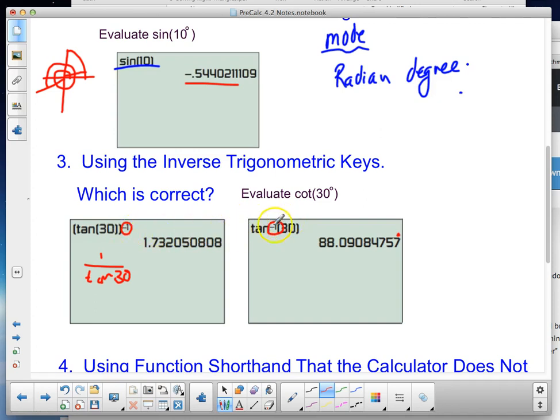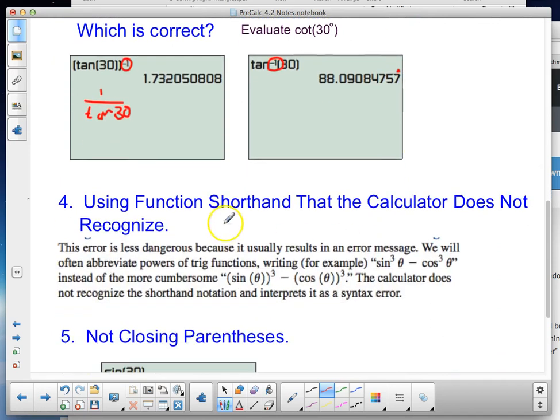Okay. Now, using function shorthand that the calculator does not recognize, this error is less dangerous because it usually results in an error message. We'll often abbreviate powers of trig functions, writing, for example, sine cubed theta, cosine cubed theta, instead of the more cumbersome sine theta raised to the third power, cosine theta raised to the third power. The calculator does not recognize the shorthand notation and interprets it as a syntax error. So when we do this, especially when we're working with trig identities, this is just a shortcut notation. Your calculator, this is what it means inside your calculator.